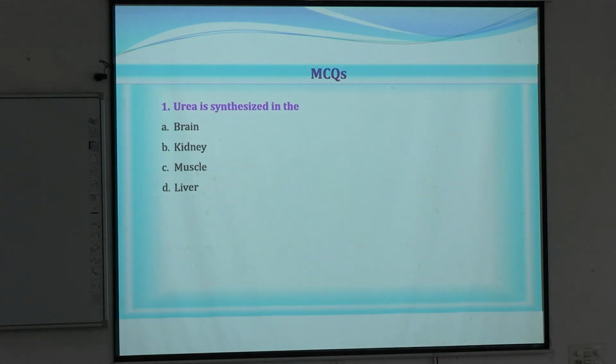Okay, now coming to the MCQs. Before going into the MCQs, just for a quick revision of urea cycle, tell me the other name of urea cycle. Ornithine cycle, and it was discovered by Krebs and Henseleit, so also named as Krebs-Henseleit cycle. Okay, and what is the site of urea cycle? It occurs in liver because the enzyme arginase is only present in liver cells.